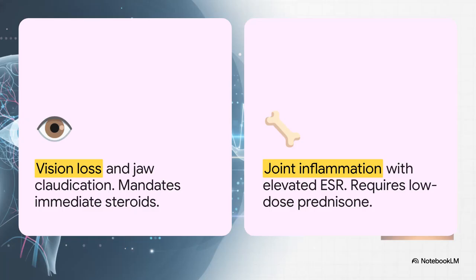Let's isolate the variance between GCA and polymyalgia rheumatica, or PMR. These two are highly associated. In fact, about 50% of GCA patients also have PMR. Both present with an elevated ESR, often shooting over 100. However, PMR is characterized by intense inflammation of the periarticular shoulder and hip girdle and is managed with low-dose prednisone. GCA, defined by jaw claudication and the threat of vision loss, uniquely dictates emergent, high-dose steroid intervention.